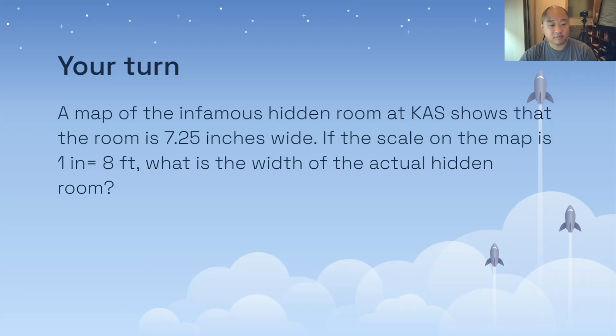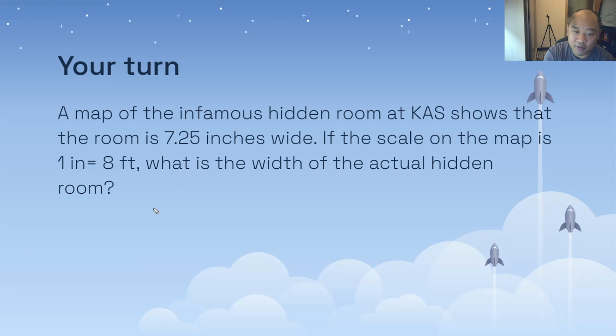Another your turn. A map of the infamous hidden room at KAS shows that the room is 7.25 inches wide on the drawing. If the scale of the map is 1 inch to 8 feet, what is the width of the actual hidden room?